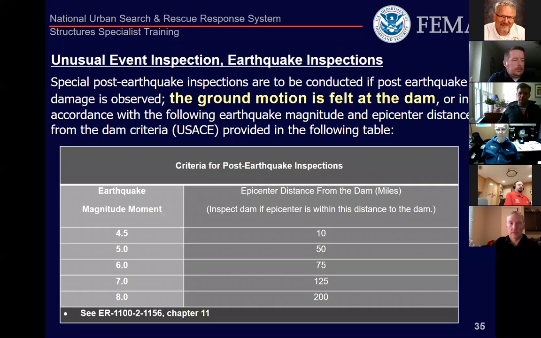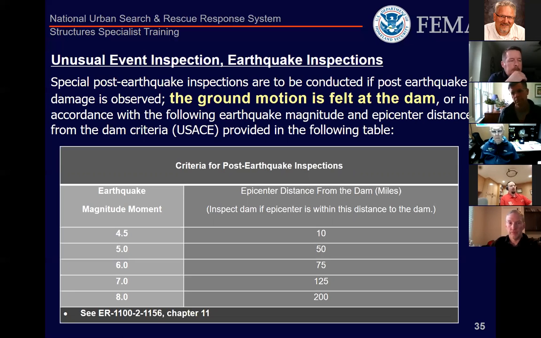For earthquakes, the Corps put together this criteria on when and how we do inspections. It's based on magnitude and distance from epicenter to the dam, which can be difficult if you're talking about a large dam that's several miles long. But in general, this is what we use, and this comes out of the ER reference down at the bottom. It's an engineering regulation that directs us on how we maintain and inspect our dam structures.